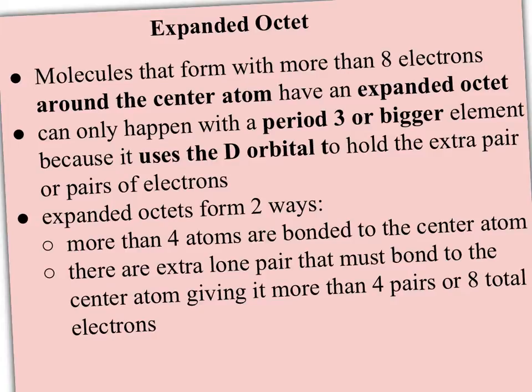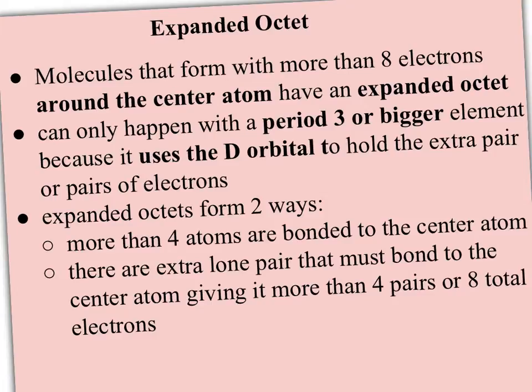The second exception is something called an expanded octet. Molecules that form with more than 8 electrons around the center atom have what's called an expanded octet, which makes sense, more than 8 in the octet. And this can only happen with a period 3 or bigger element.